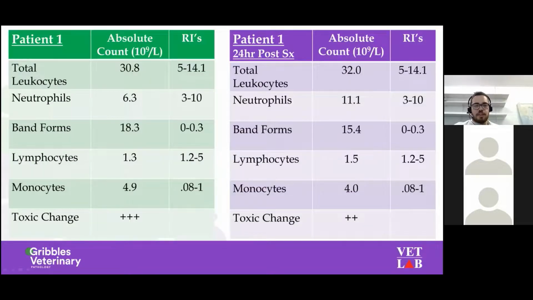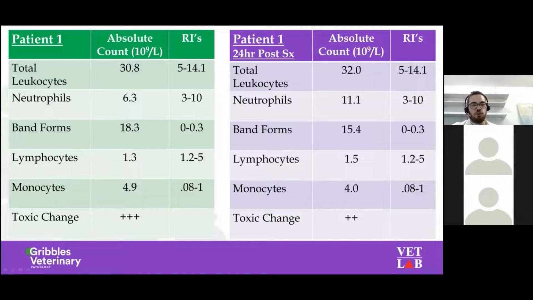So again, this is just one more example. This is a patient with pyometra. The first leukogram was taken before surgery, and the second leukogram was taken 24 hours after surgery. So in our second leukogram, again, our leukogram is still not great. We still have significant inflammation. We still have a degenerative left shift, but at the very least, we do see improvements.